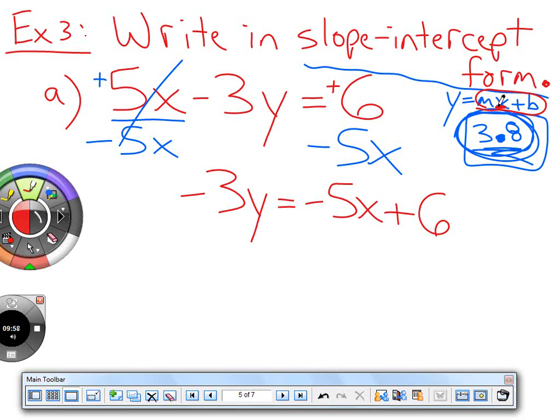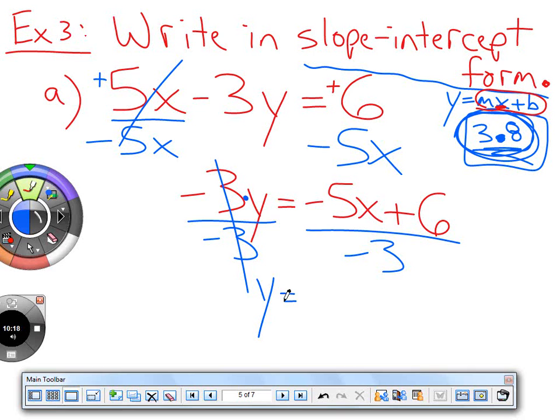It is the exact same thing mathematically as 6 minus 5x, but this is a better form. Now we're solving for y, so we need to get rid of this negative 3. So we're going to divide. It's being multiplied, so we divide by negative 3. Divide by negative 3. That cancels out. We're left with y all by itself.